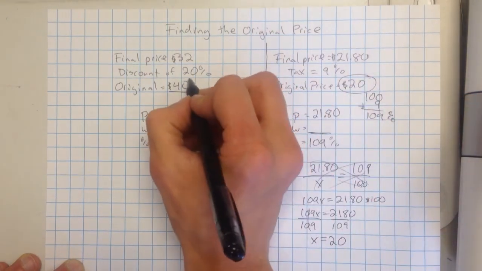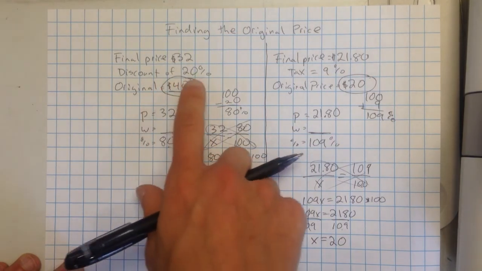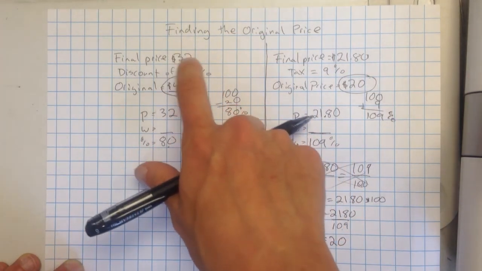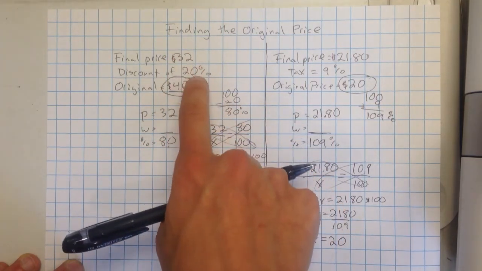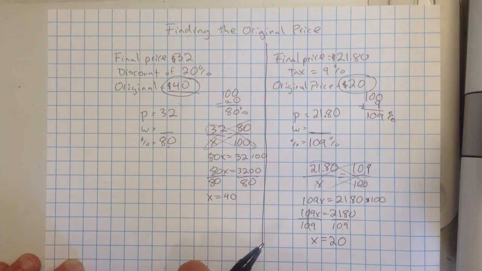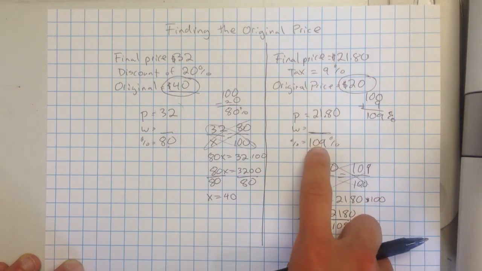Okay, so this was the way to figure out the original price. Remember, the key thing here is thinking about what this final price represents, what percent of the original amount. Whether it's subtracting from 100, where you're paying 80%, or if there's tax, you're paying more than 100, and it's 109%.